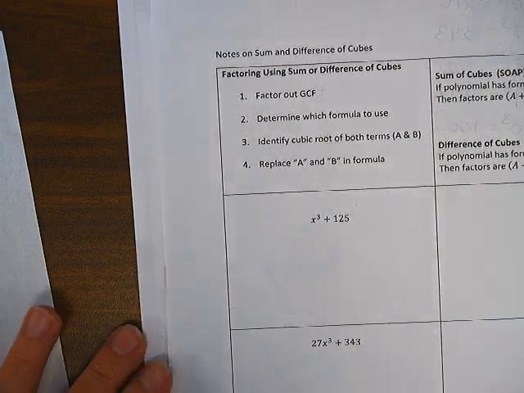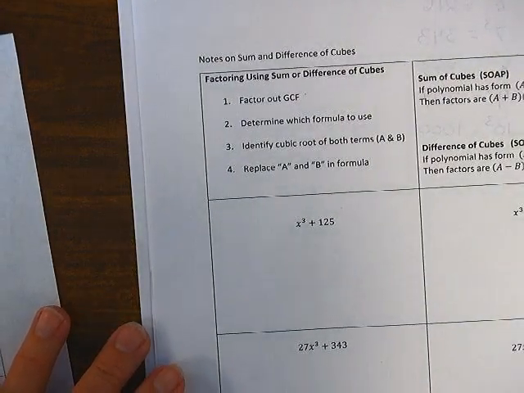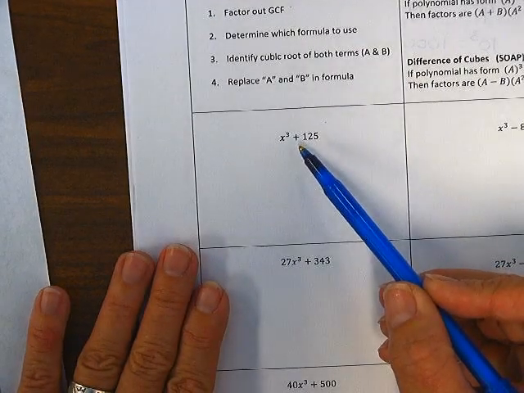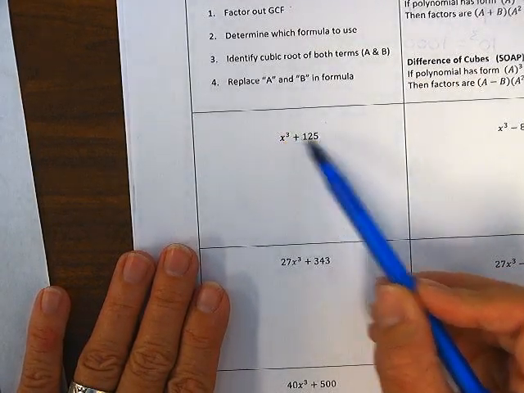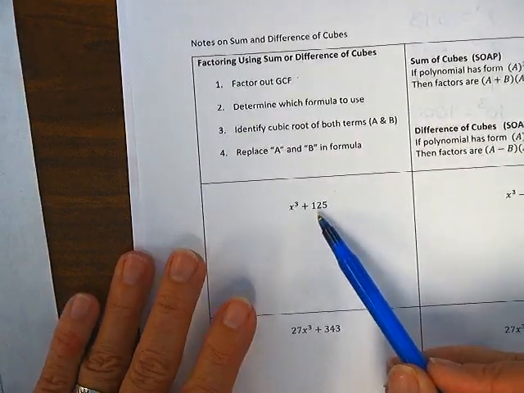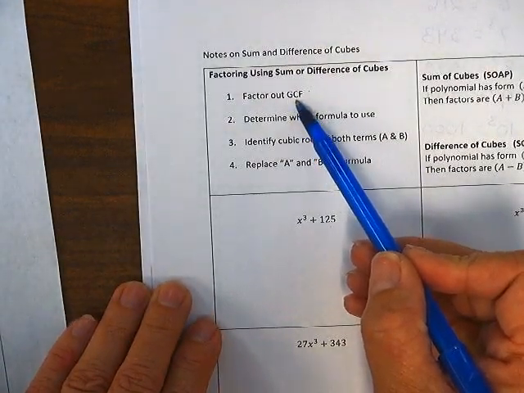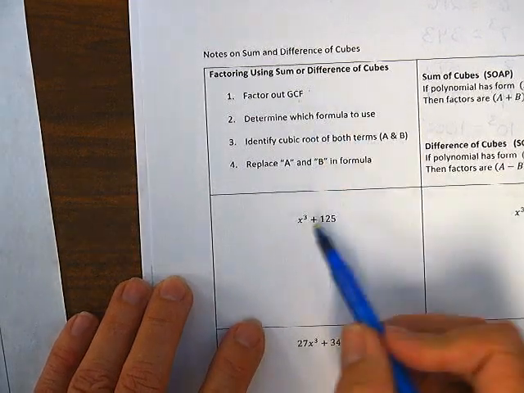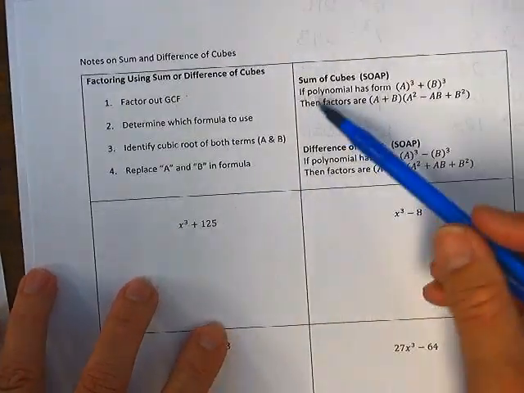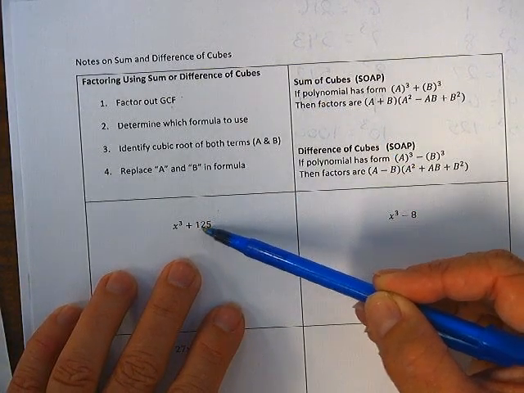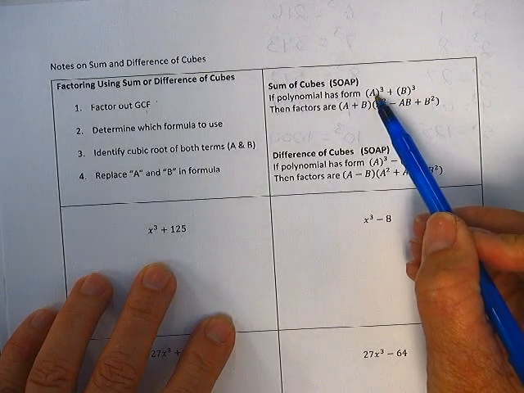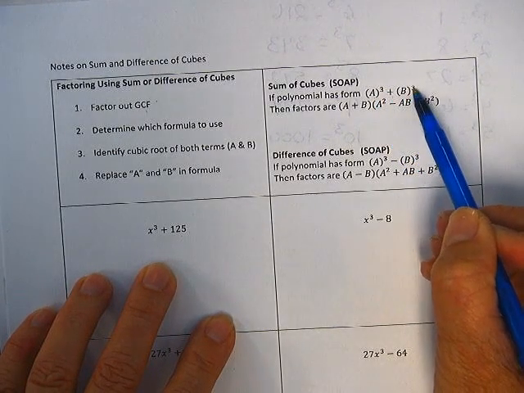Okay, so when we go to factor our sum and difference of cubes, we have to make sure that what we are working with is something cubed plus or minus something cubed. If there's any GCF, or greatest common factor, we factor that out. In this case, there's nothing in common. Determine which formula to use. X cubed plus 125, that's going to be the sum, so addition. So it's going to be the form of something cubed plus something cubed.